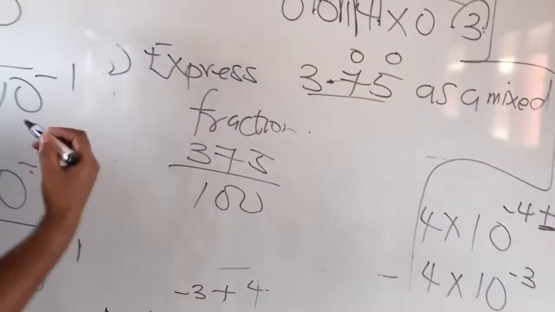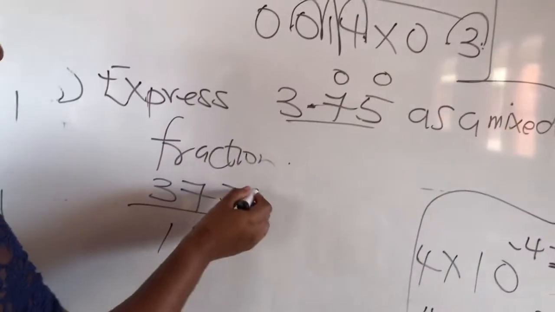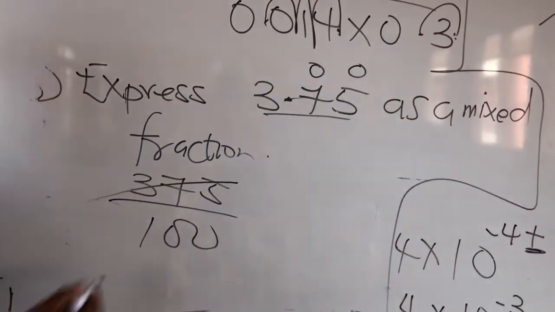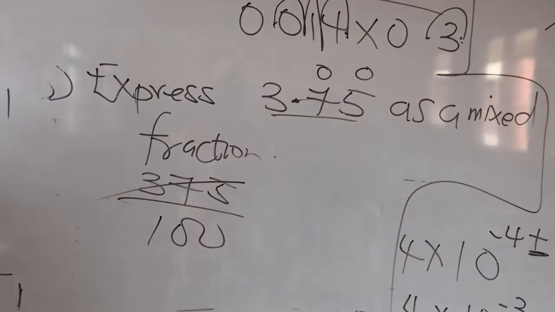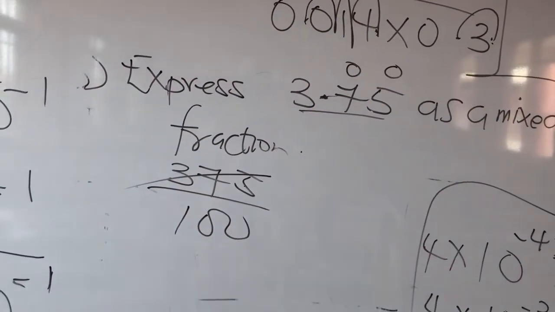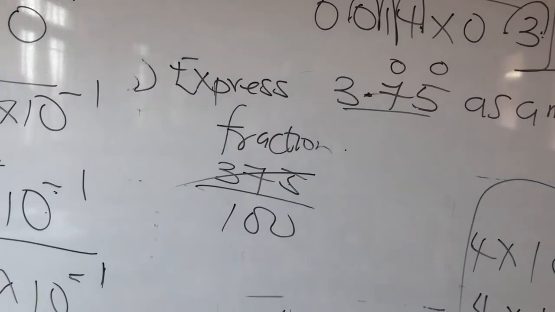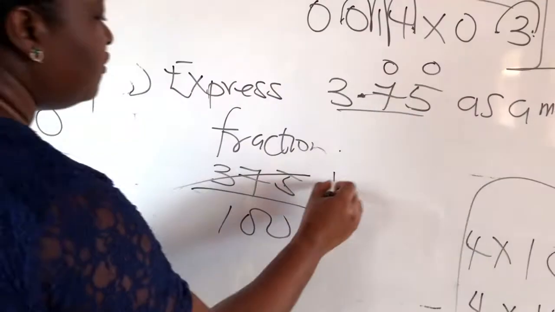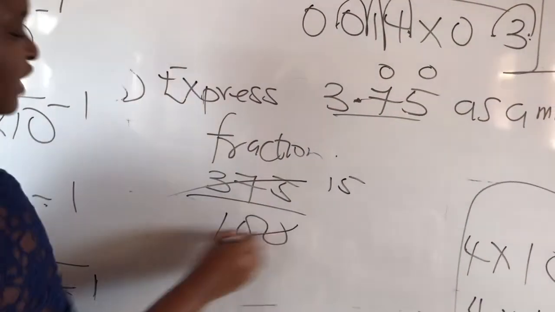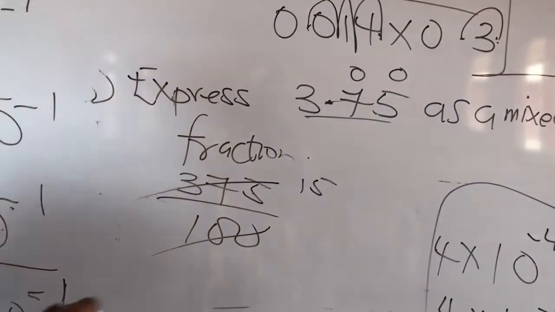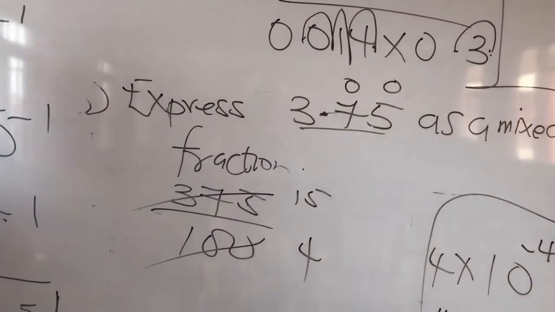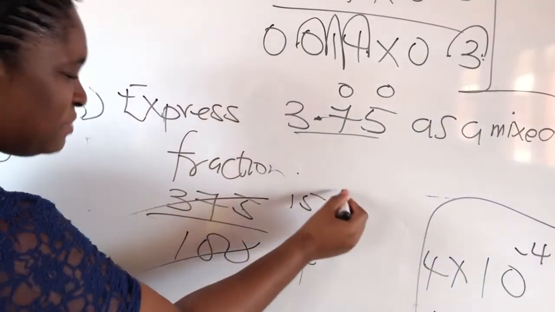You can use 5 to cancel out, but I'll quickly use 25. So 25 will cancel 375 15 times. So 15. And 25 will cancel 100 what? 4 times. So I want you to cancel for me to see. Be cancelling out for me to see.